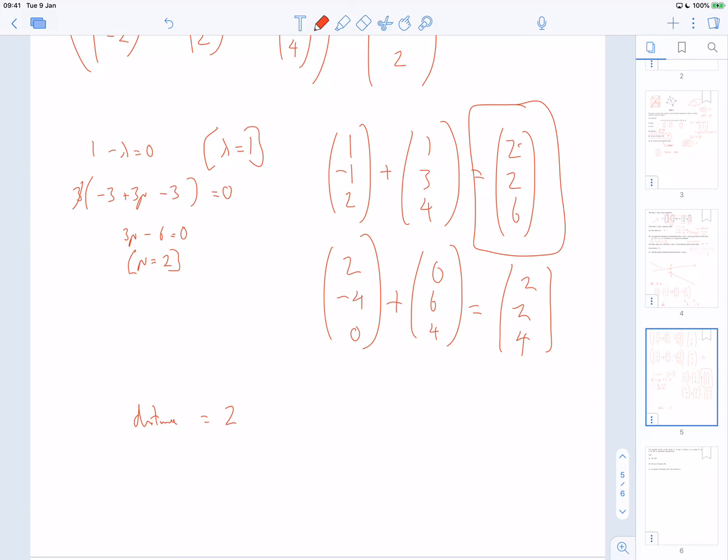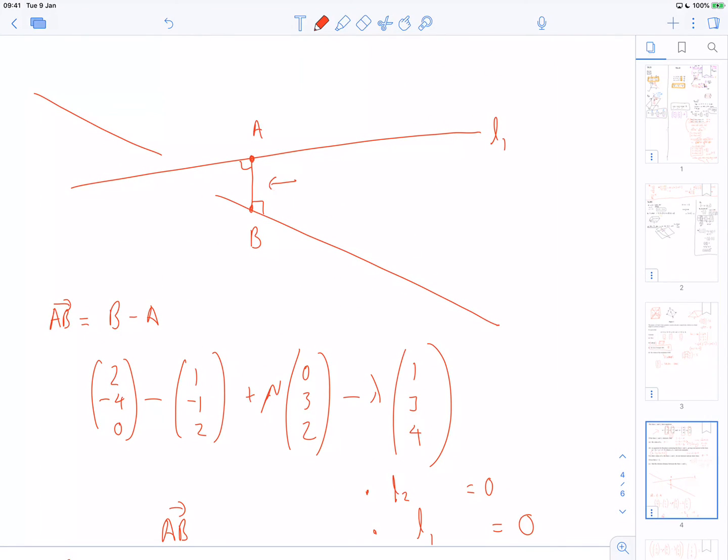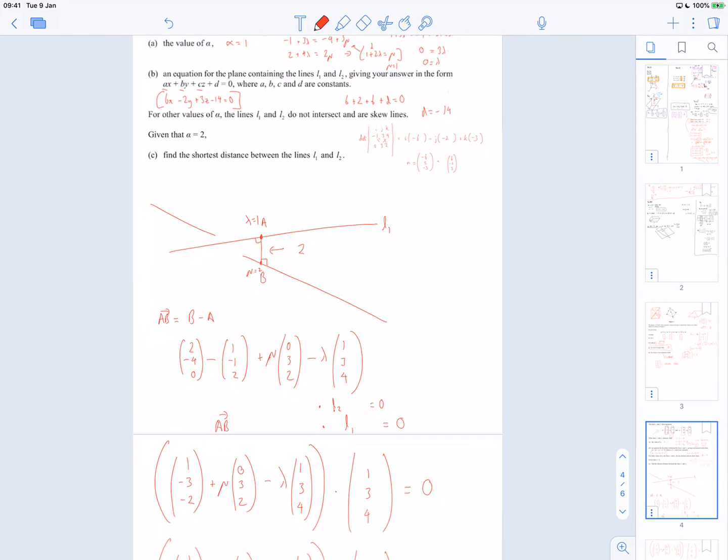Because if you think about it, it's going to be the change in the x component, so 2 minus 2 squared, plus the change in the y's, well that's 2 minus 2 all squared, and the change in the z's, well that's 6 minus 4 all squared, and then 3D Pythagoras that. So this is a 0, this is a 0, 6 minus 4 is 2, 2 squared is 4, square root that, the distance is just 2. So they're a distance of 2. So this distance here is just 2, and at that point there, that's where lambda is 1, and that point for B there is when mu is 2. Nice.